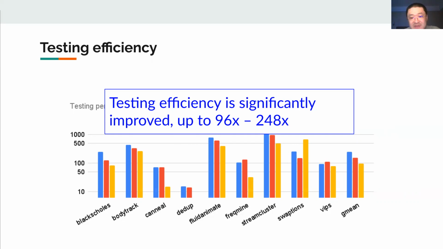Besides effectiveness and efficiency, we also studied the overhead of FADATest. Please refer to our paper for more details.